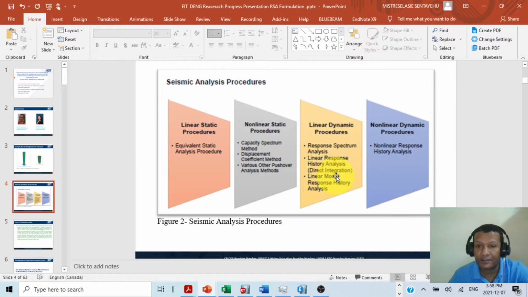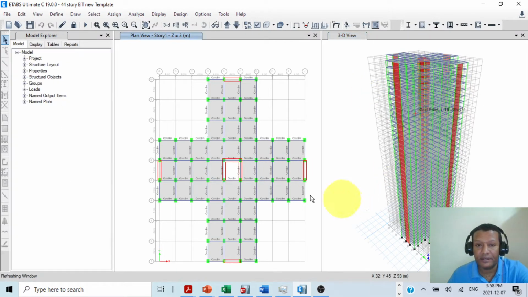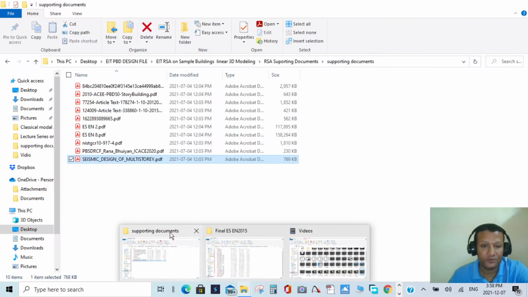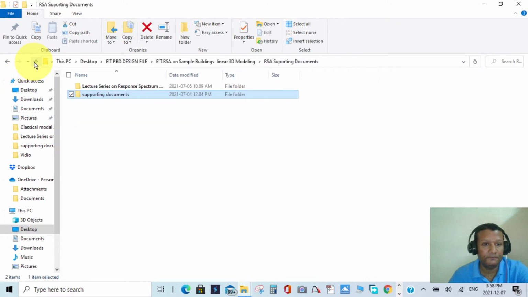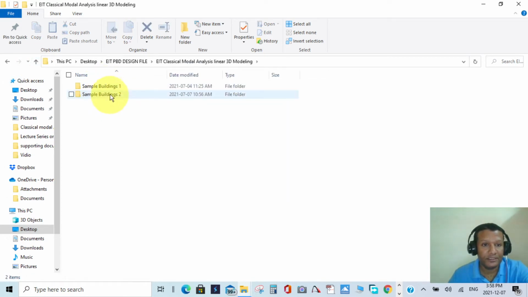The linear dynamic procedure is response spectrum analysis. This is the part. In this video I am going to perform response spectrum analysis. Before that, I already have the model ready: 44 story and 100 story as usual. We have 2 linear models. Let me show you. This is classical model analysis. We have 2 models, 44 story and 100 story.